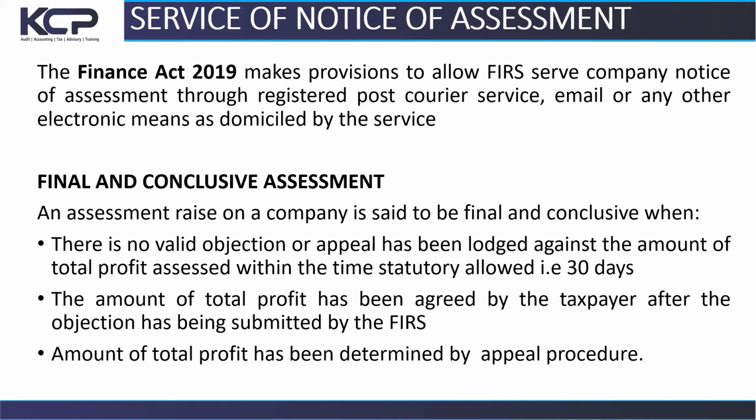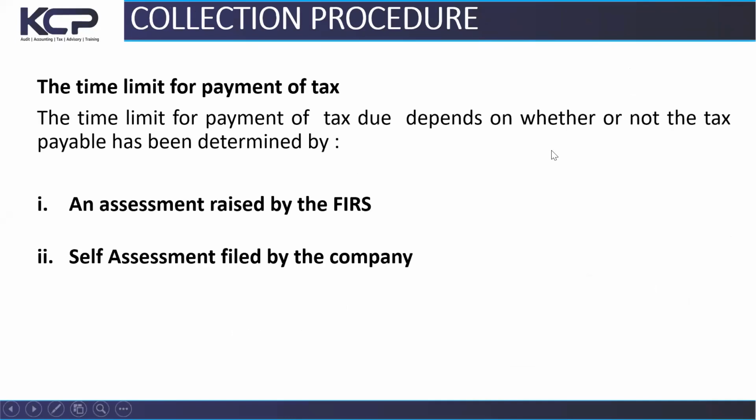The amount of total profit has been agreed by the taxpayer after the objection has been submitted by the FIRS. That is, after objection has been submitted by the taxpayer, not by the FIRS. I take responsibility for that. That is an omission. Then the last one: the amount of total profit has been determined by appeal procedure. Exactly. So any of these instances can give rise to a final and conclusive assessment. I'm just trying to rush up because of time.